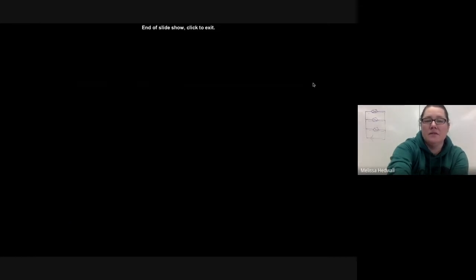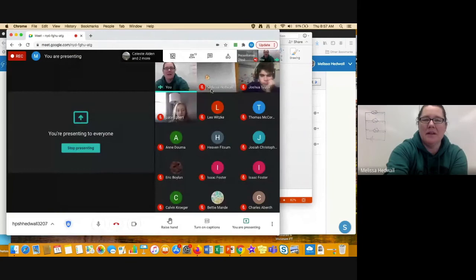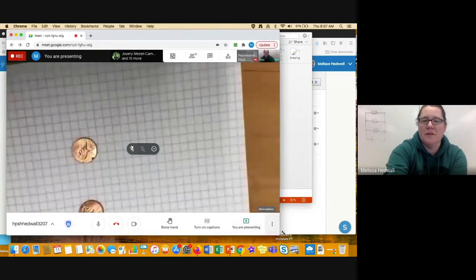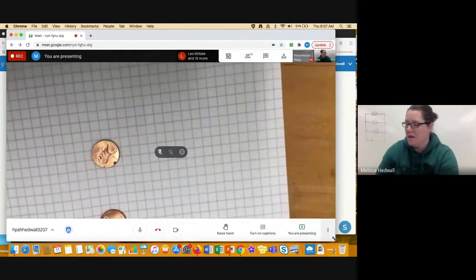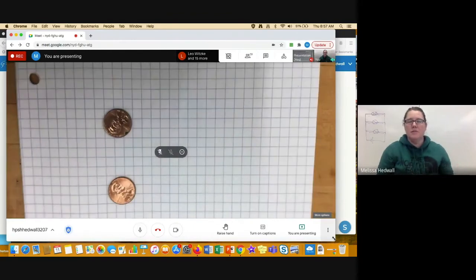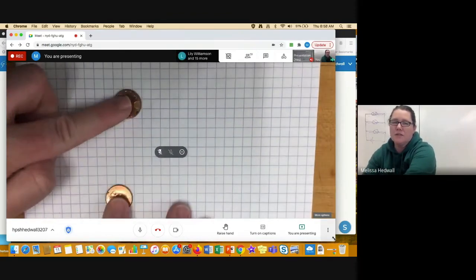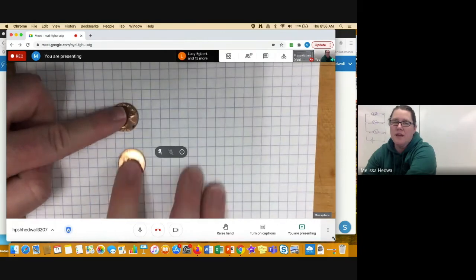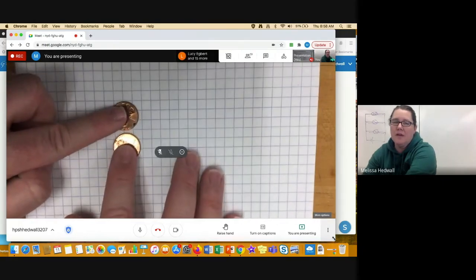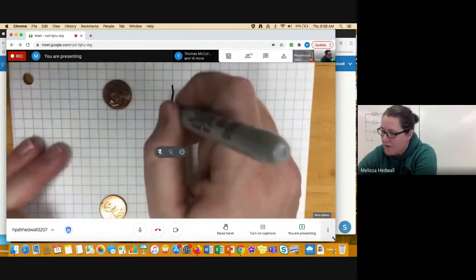Oh, there we go. End of slideshow. Cool. So again, keep in mind that when we're talking about our Feynman diagrams, the particle motion is still just up and down. And so if we talk like those first ones that we had, if these are two electrons and they're up and down here, we have our space that goes right here.